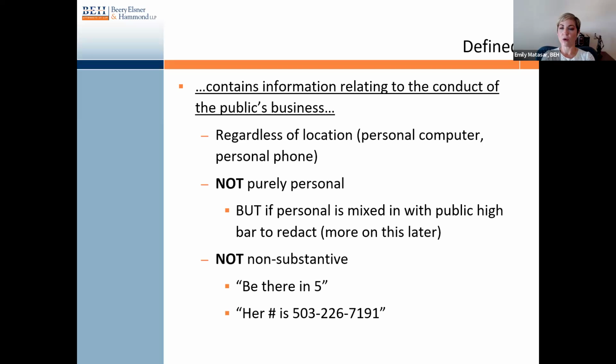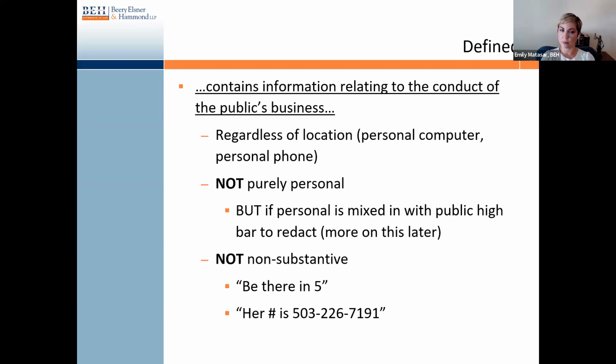By that, I mean, even if it's on your work computer, and let's say you send an email from your work account and it is purely personal, maybe your personal email isn't working or you lost the login information. If the email is purely personal and contains no information relating to the conduct of the public's business, then it is not a public record, even from your account.